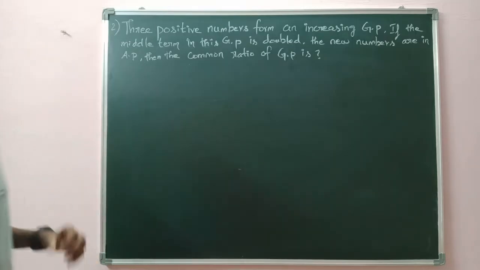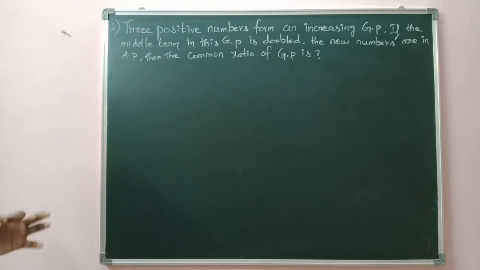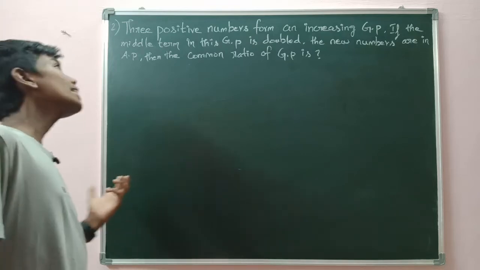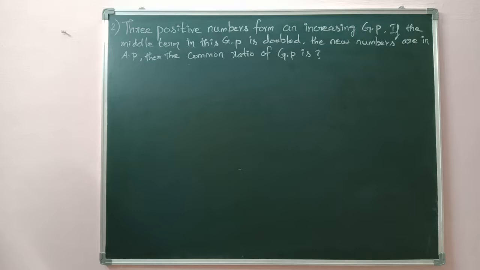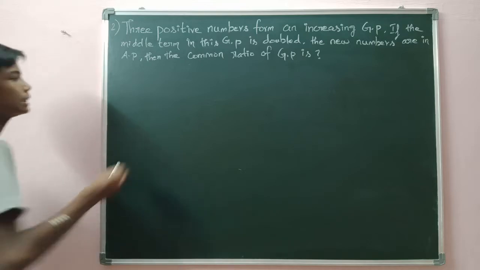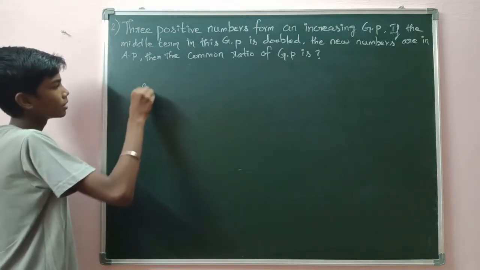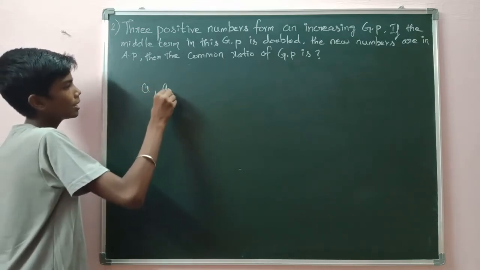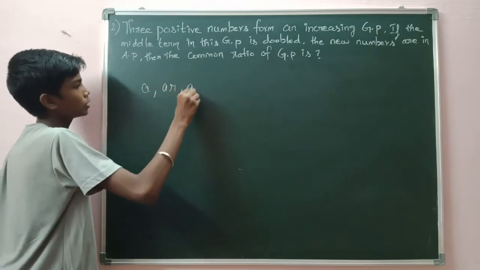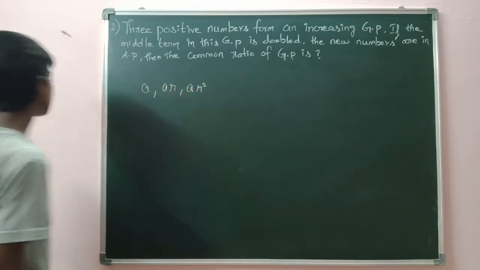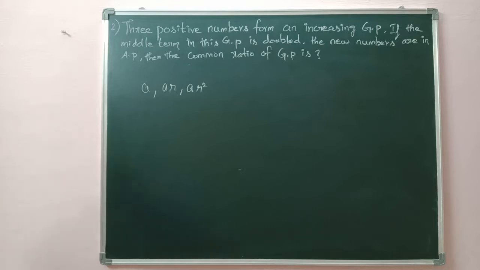Our next question is: three positive numbers form an increasing GP. If the middle term in this GP is doubled, the new numbers are in AP. Then the common ratio of the GP is what? So they are saying three positive numbers form an increasing GP. Let me say those three positive numbers are A, AR, AR square, the terms that are in GP.